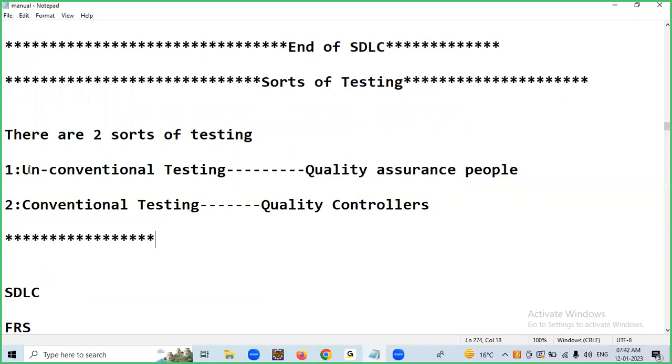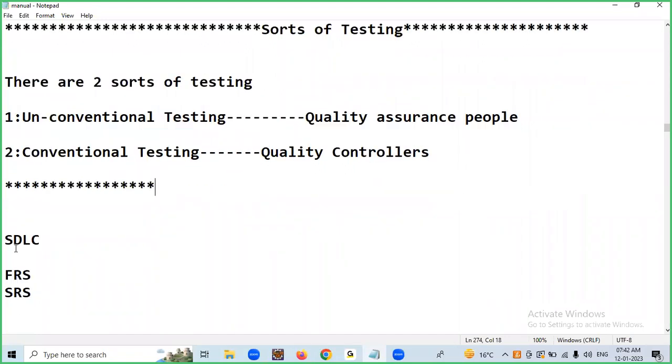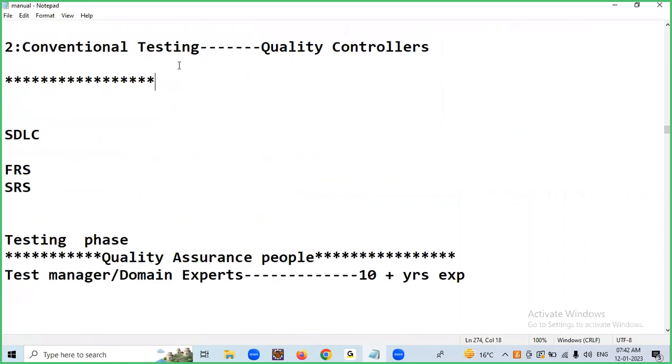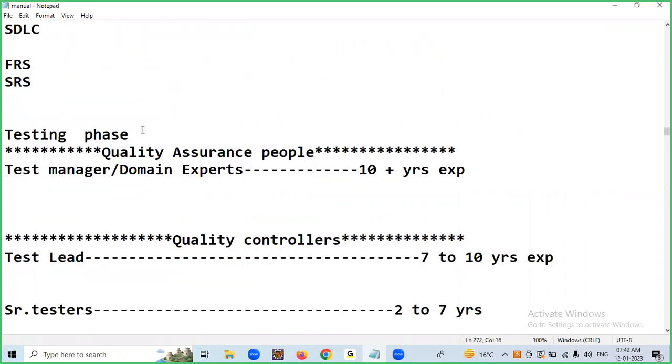Are you clear about this? Okay. Next. Whereas quality controllers are doing testing, that kind of testing we can call conventional testing. Got it? Next. Okay, so just see here. Quality controllers are doing testing, that is nothing but conventional testing. Right, guys? Are you clear about this? Do you have any doubts?